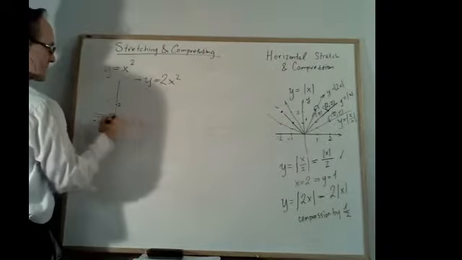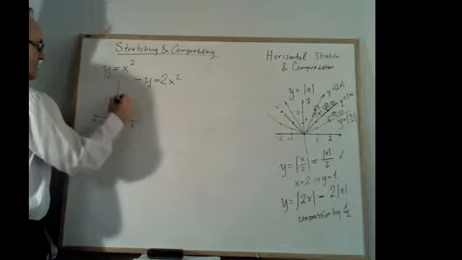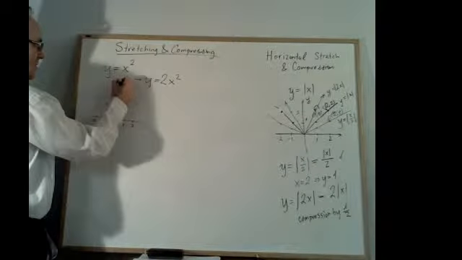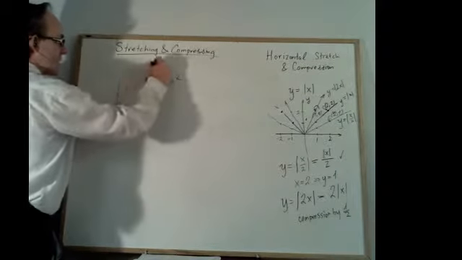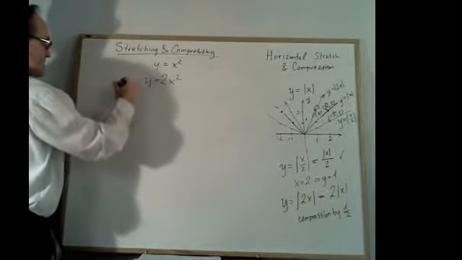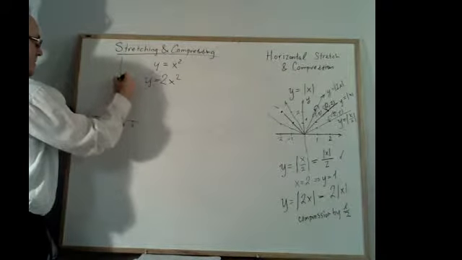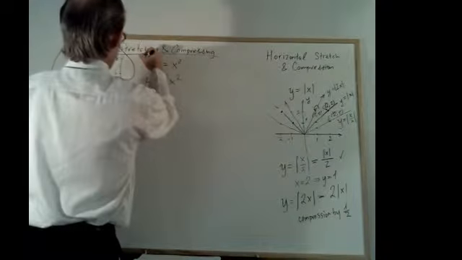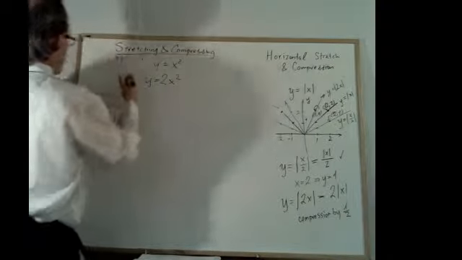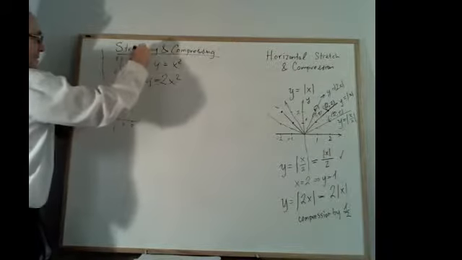All right, and then at 2 we get 2 squared is 4. Actually, it's way up here. We'll go all the way up to 8, so it's up here somewhere. 2, 4, 6, 8. Okay, so these are this. We get a sharper parabola, or a narrower parabola.